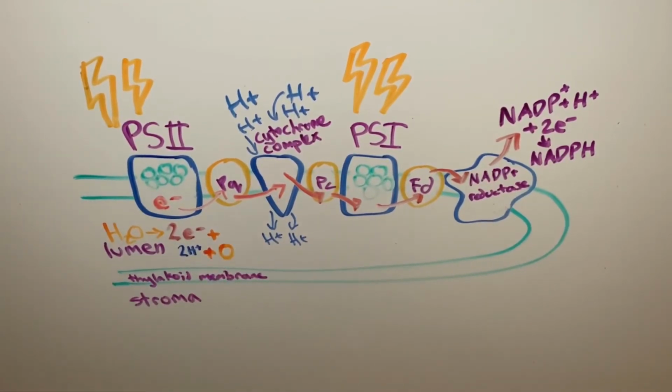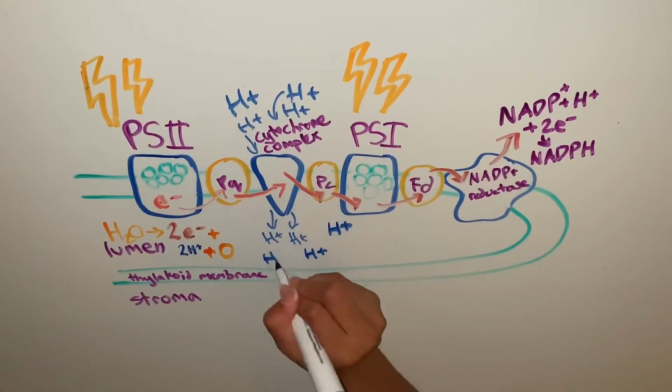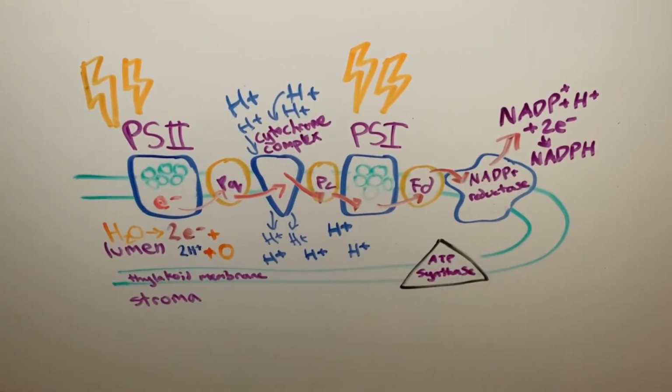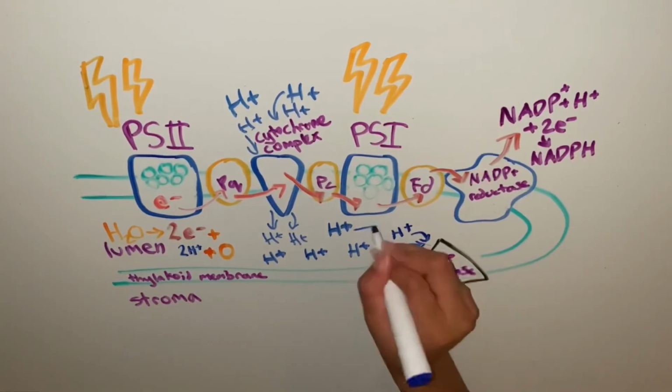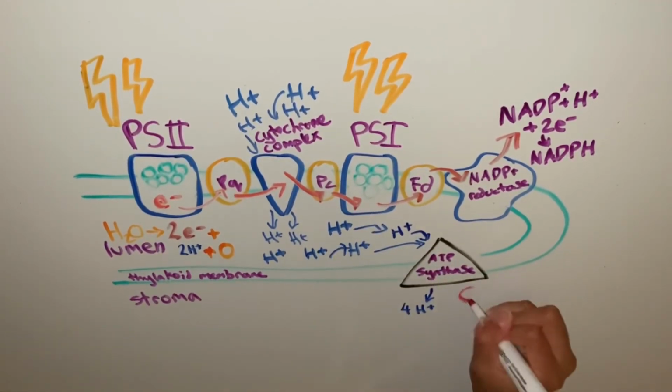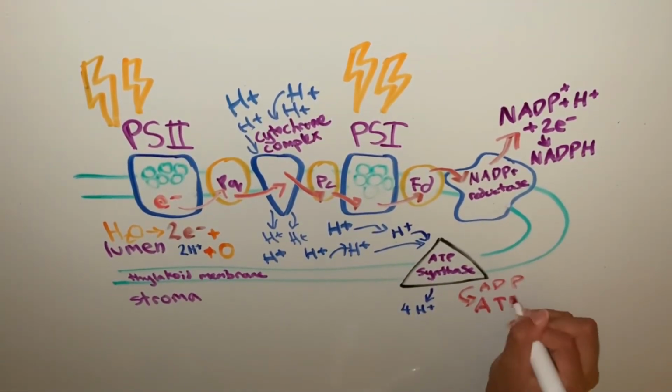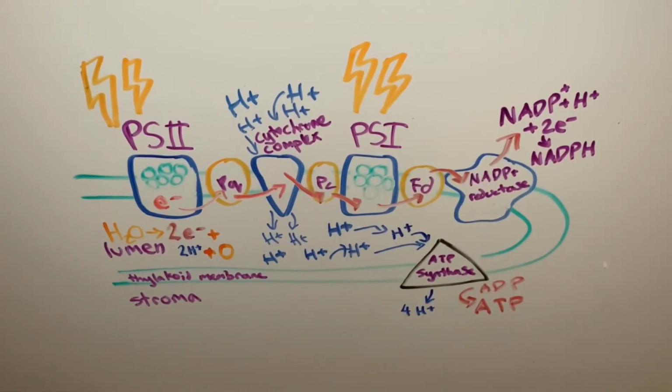This results in a concentration gradient of H ions between the lumen and the stroma, which provides the energy required for phosphorylation by facilitated diffusion through the ATP synthase. The chemiosmosis produces 1 ATP for every 4 hydrogen ions diffused into the stroma.